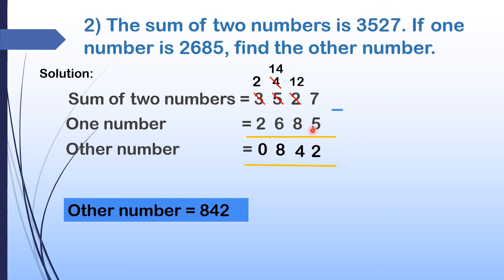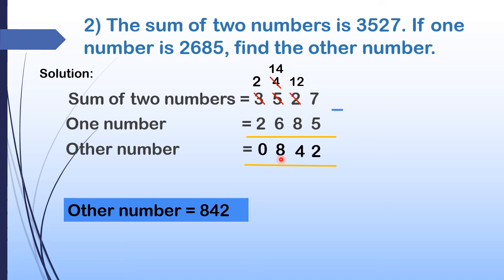If we add these two numbers, you will get the sum. Okay, we will check. What is 5 plus 2? 5 plus 2 is 7. Okay, here 7. Then what is 8 plus 4? 8 plus 4 is 12. So 2 here. Then 1.